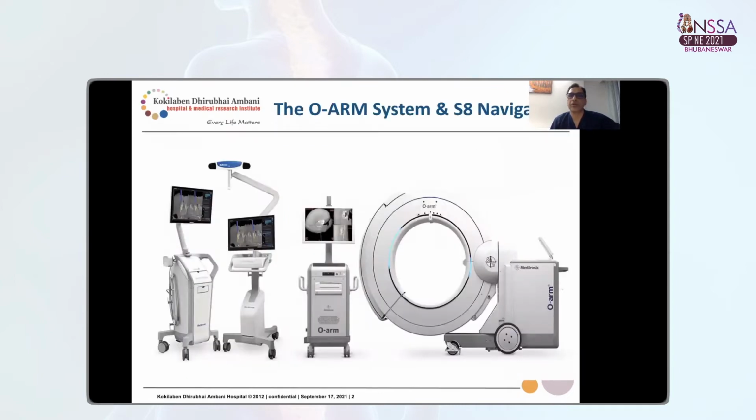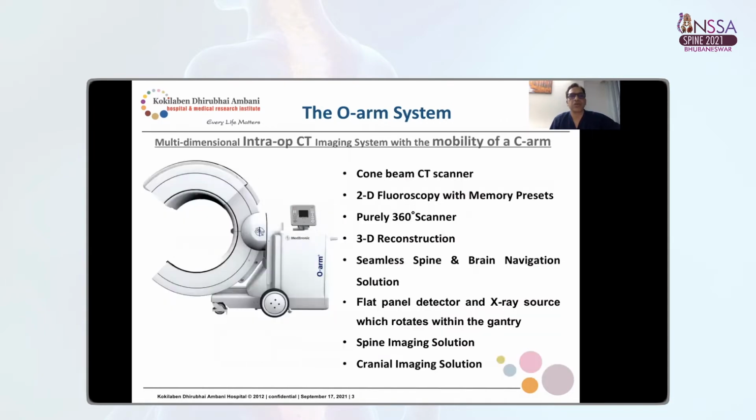It's an intraoperative CT device called an O-arm, and we all know the navigation system as neurosurgeons. Just to give a brief introduction, the O-arm is a cone-beam CT scanner. The quality is slightly inferior to the non-portable 32 or 64 slice scanners. It can provide 2D fluoroscopic images, it is a 360-degree scanner, and it can provide 3D reconstruction images. It can be seamlessly transferred into any navigation system.